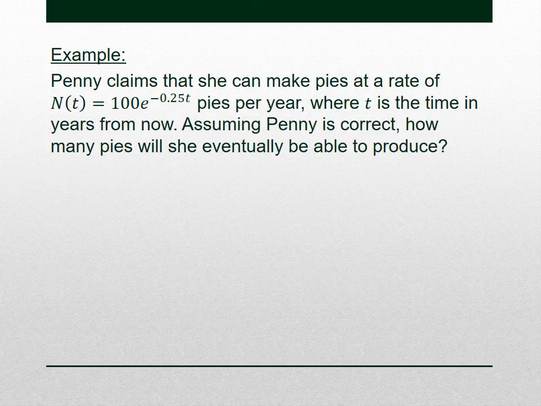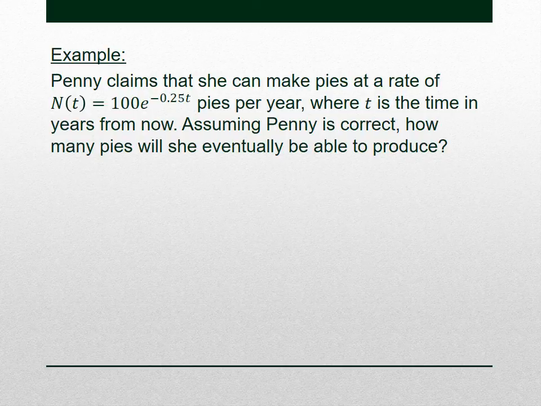So right now it would be t equals 0, next year would be t equals 1. When you plug that in, this spits out the pies per year that she makes, or claims she can make anyway. Now, assuming that her claim is true, and I guess we'll believe her, she was pretty trustworthy, so we'll believe her. It says, how many pies will she eventually be able to produce?